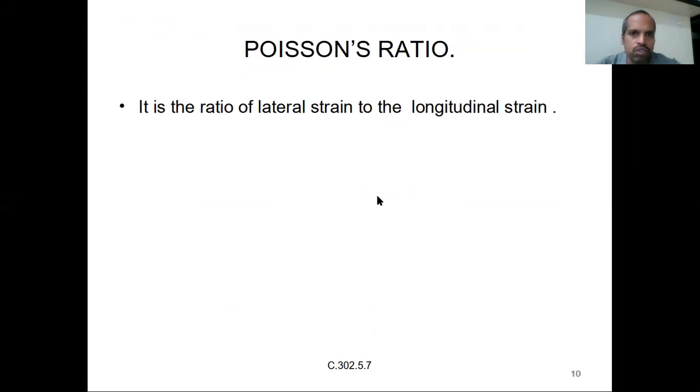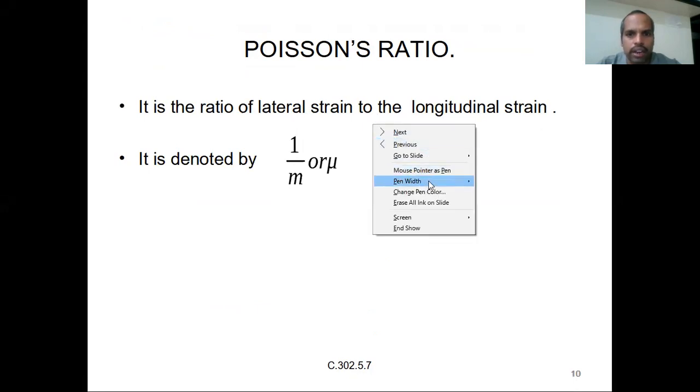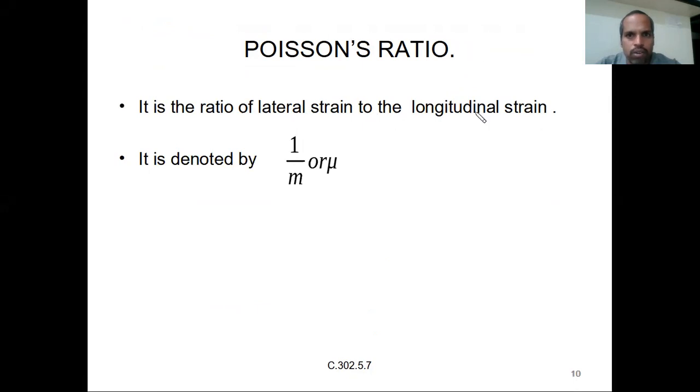It is Poisson's ratio. So what is Poisson's ratio? It is the ratio of lateral strain to the longitudinal strain. Lateral strain to longitudinal strain means I have explained how it deforms in the lateral direction.